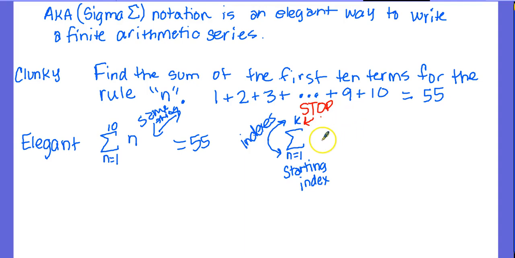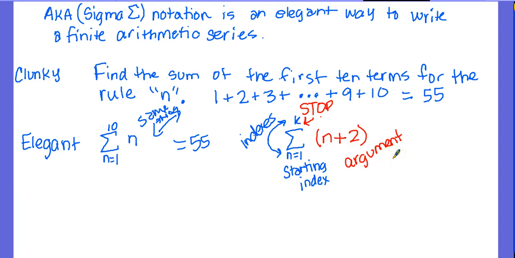Okay? And then over here, you might have some value that looks like, say we have n plus some constant, I'll just put one in here for example, n plus 2. Typically we call that the rule, but when we're talking in elegant terms, in summation notation, it's called the argument.